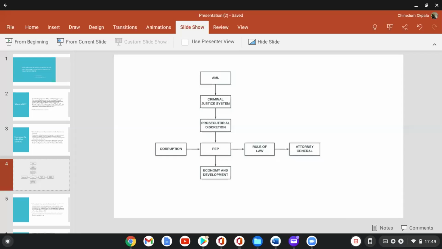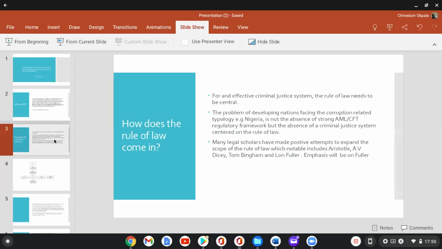But the funny part of this is that this criminal justice system is regulated by somebody. Not regulated by somebody, it's regulated by the Constitution, and of course other extant laws: the Criminal Procedure Act, Criminal Procedure Code, the ACJA, Administration of Criminal Justice Act. But most importantly, the Office of the Attorney General, and that is where the problem lies. Why does the problem lie around this area?